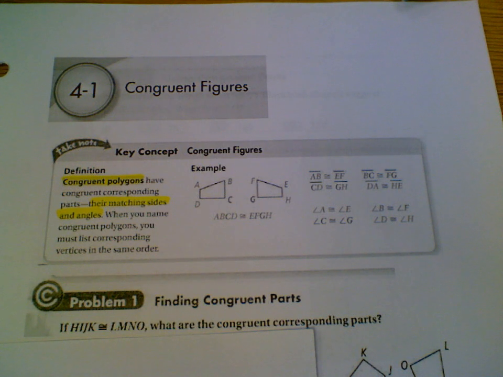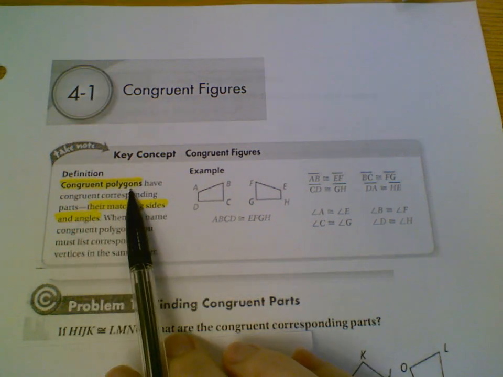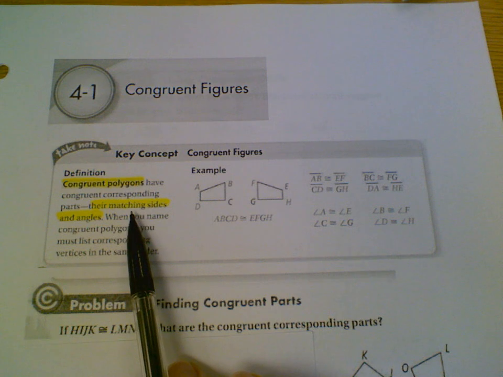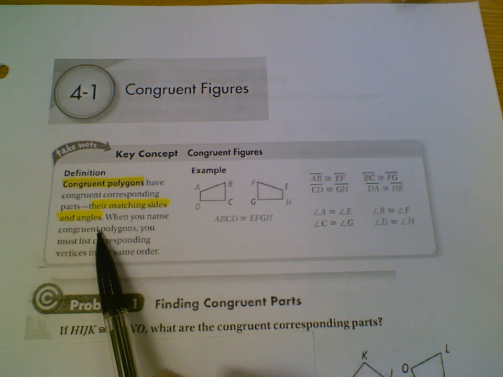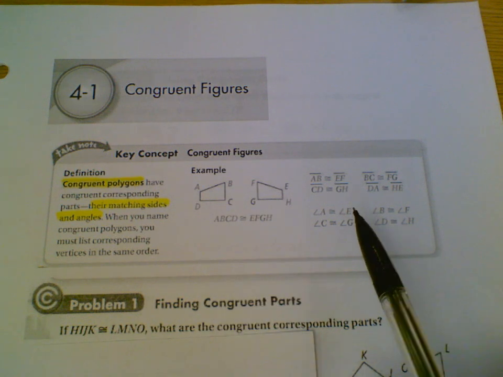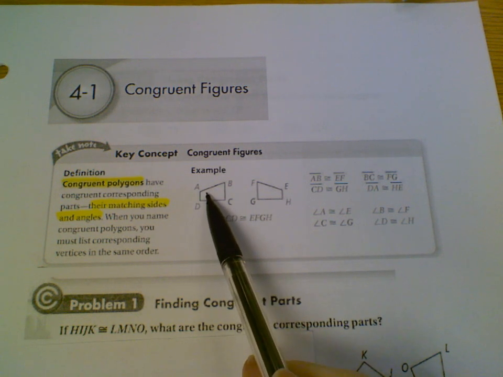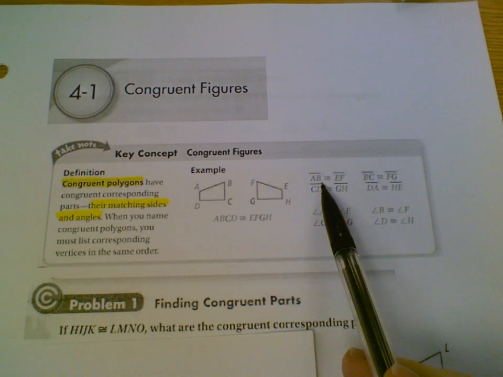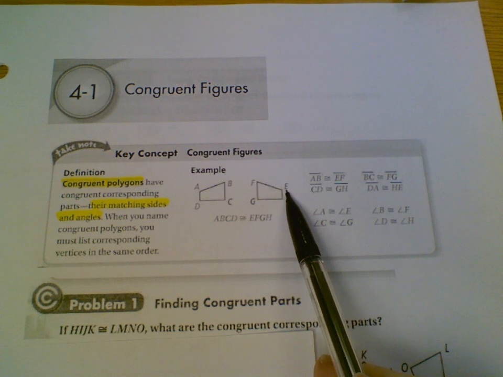Chapter 4 is going to start talking about congruent figures, and in particular we'll talk about congruent triangles. So the first thing we're going to do in this first section is talk about congruent polygons and their corresponding parts. So if I have congruent polygons, then their corresponding parts, which are the matching sides and angles, are going to be congruent. So whenever you're talking about corresponding sides, you have to make sure that you're matching up the correct vertex with the correct vertex on the corresponding part.